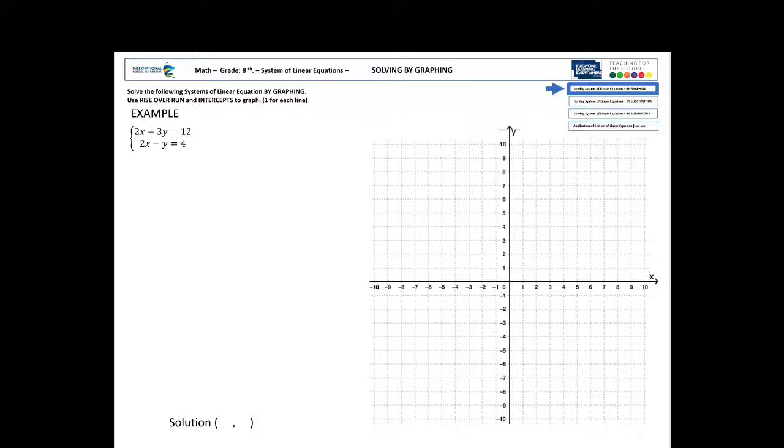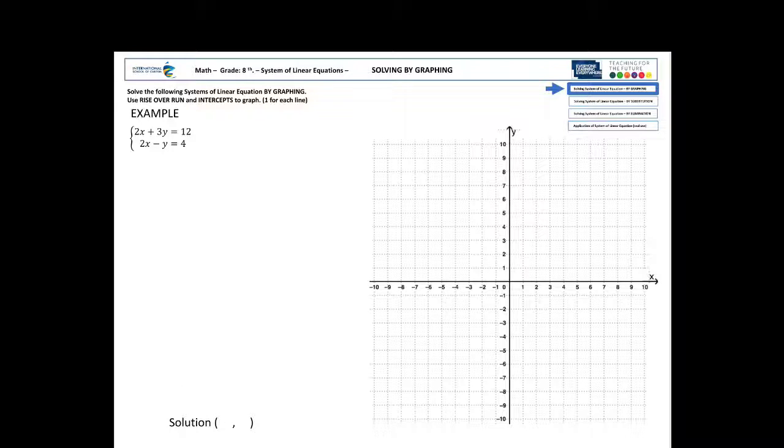Solving system of linear equations by graphing. So over here we see this system of equations. This system consists of two lines, this line here and this line here. So on the plane we are going to see in the end two lines, and the solution here will be a point, and this point is where these two lines will meet.